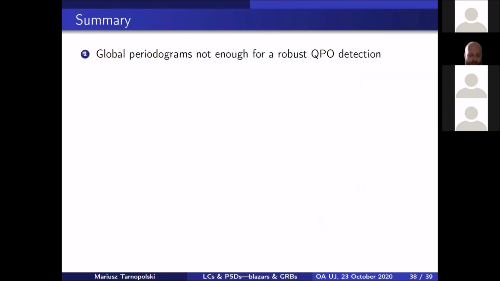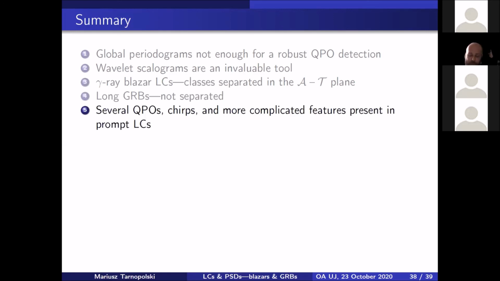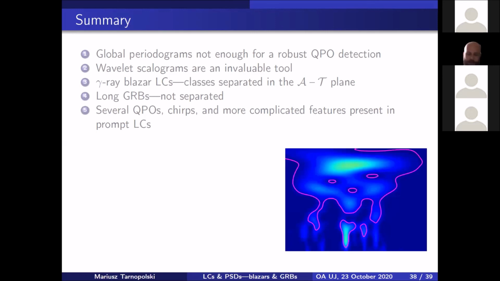So to sum up, global periodograms like the LSP are not a very good way to search for QPOs. Wavelets should be resorted to. While blazar subclasses are separated in the AT plane, this was not observed for GRBs, for which in turn several interesting features in the scalograms were observed, with many QPO candidates and some ghastly appearances as well.